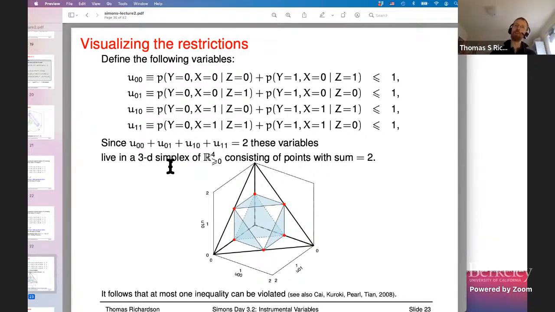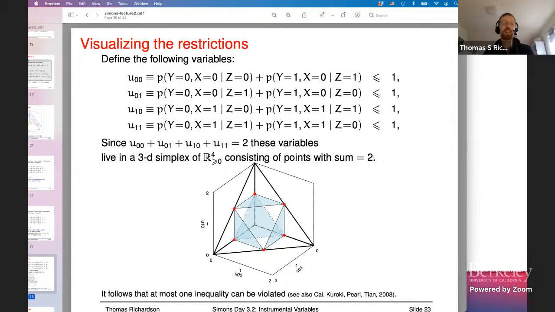So this lets us see the projection. The IV model is a set of distributions over Y and X given Z equals zero and Y and X given Z equals one. Formally that lives in a six-dimensional space. It's not super easy to visualize, but here I'm showing you the projection from that six-dimensional space down to three dimensions, which also lets us see that at most one of these inequalities could be violated.